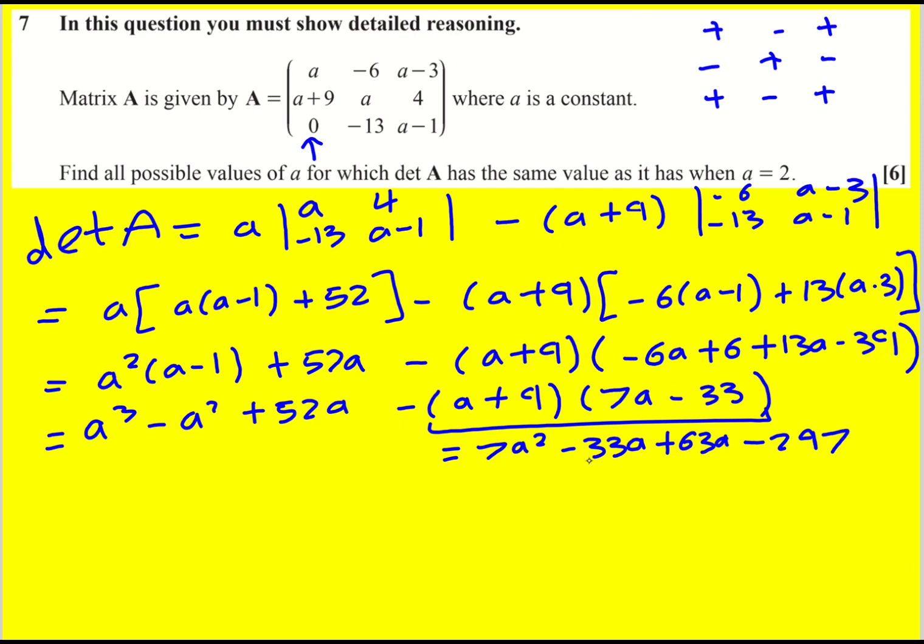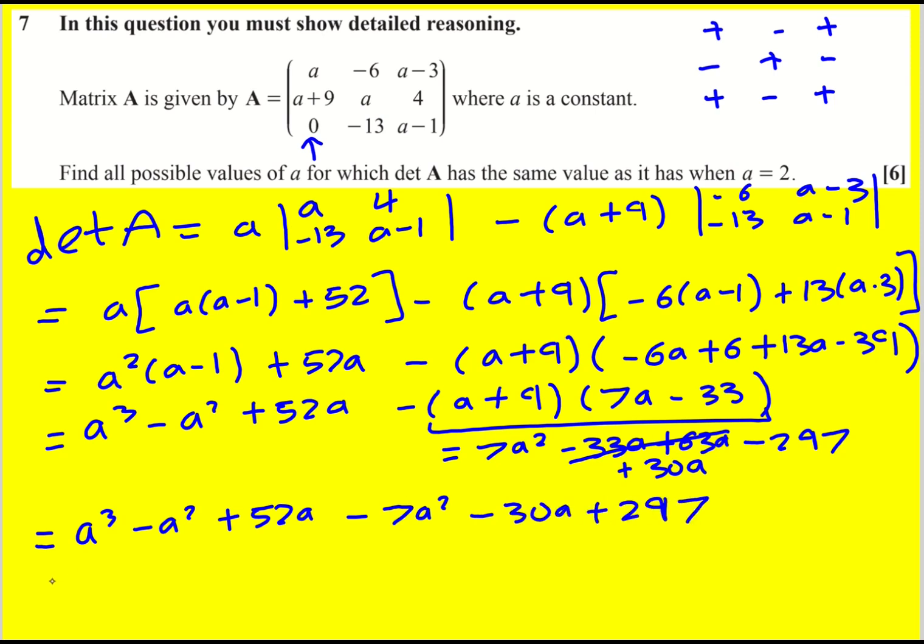And then I'll bring these together to give me plus 30a. I'm going to get a cubed minus a squared plus 52a minus 7a squared minus 30a plus 297. I get minus 8a squared. I get plus 22a plus 297. Phew, okay.